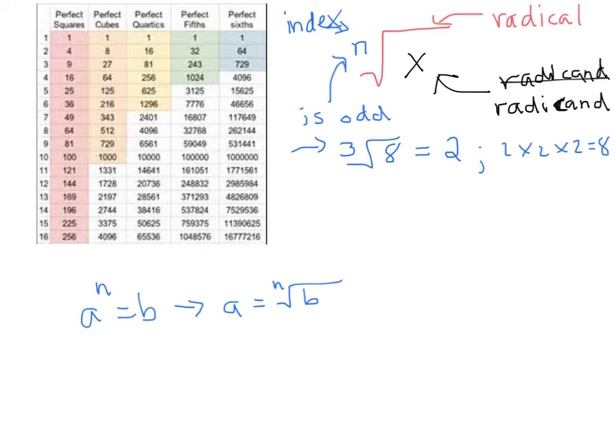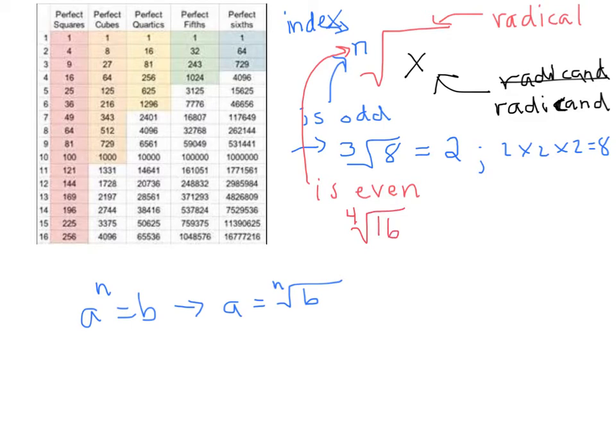Now, if n is even and x is positive, there are two real nth roots of x. The positive root is what we call the principal root. The negative root is called its opposite. An example would be the fourth root of 16.